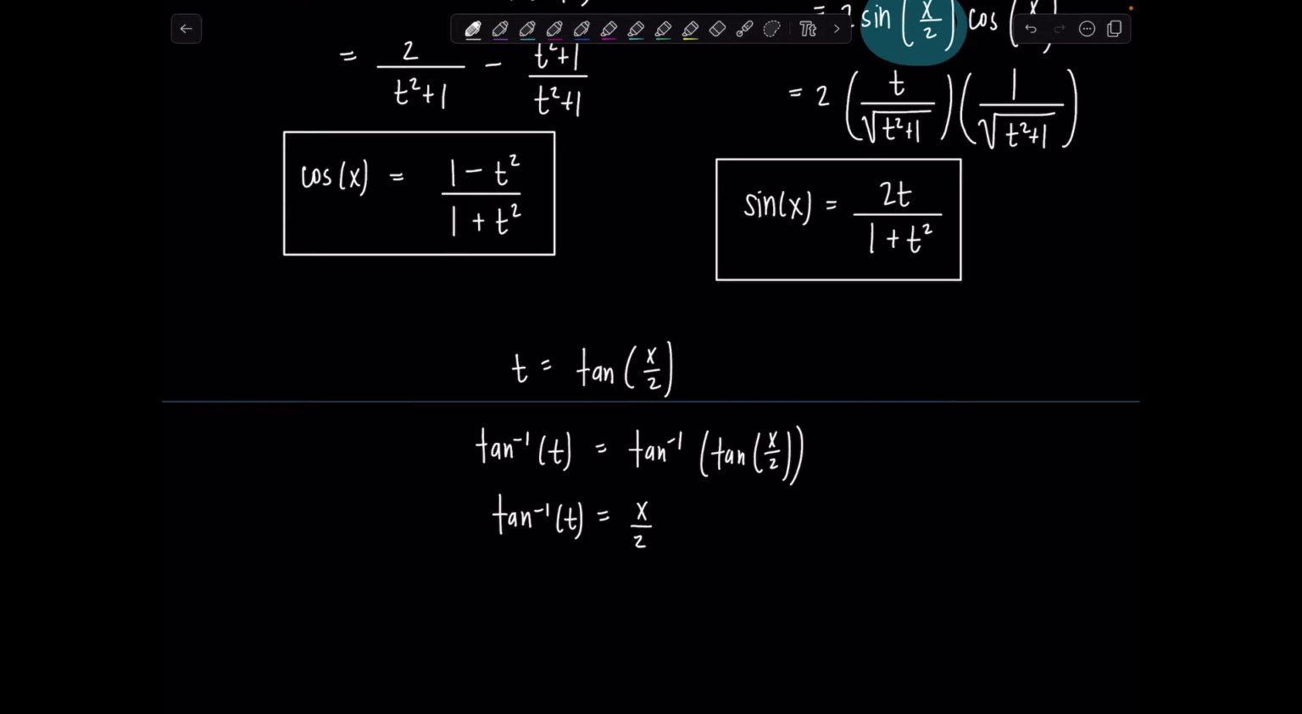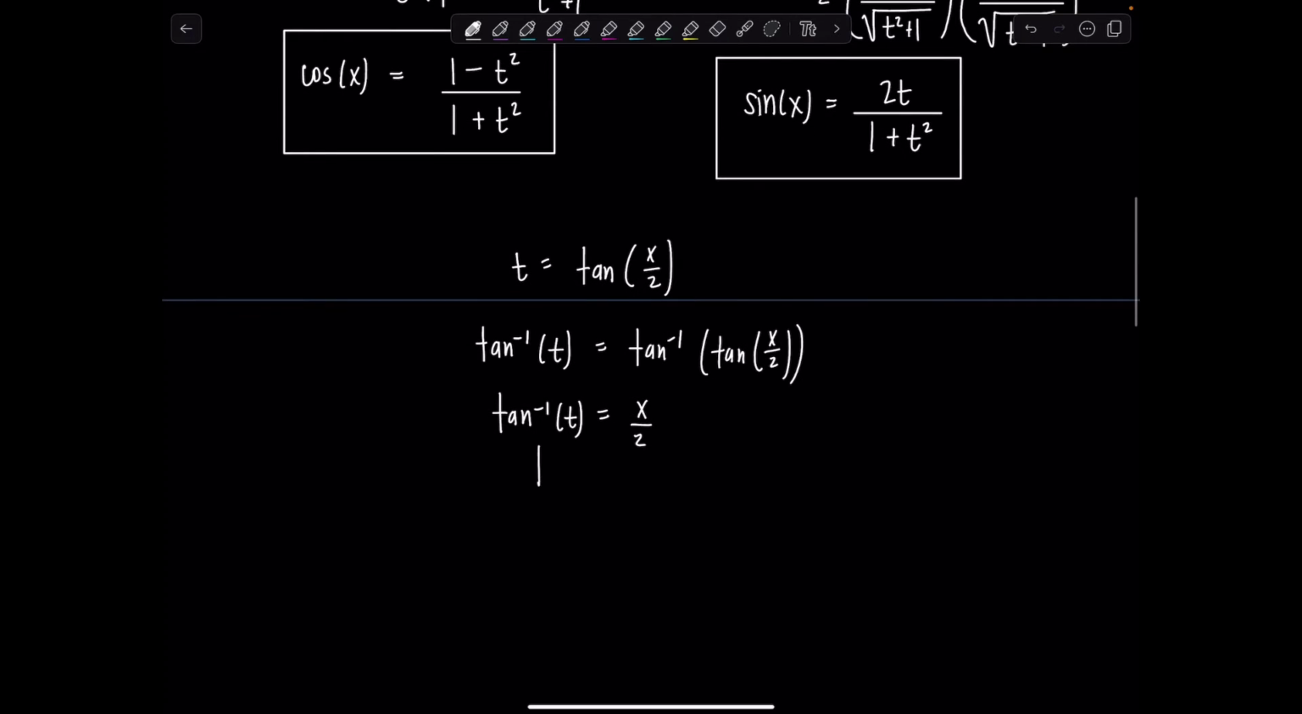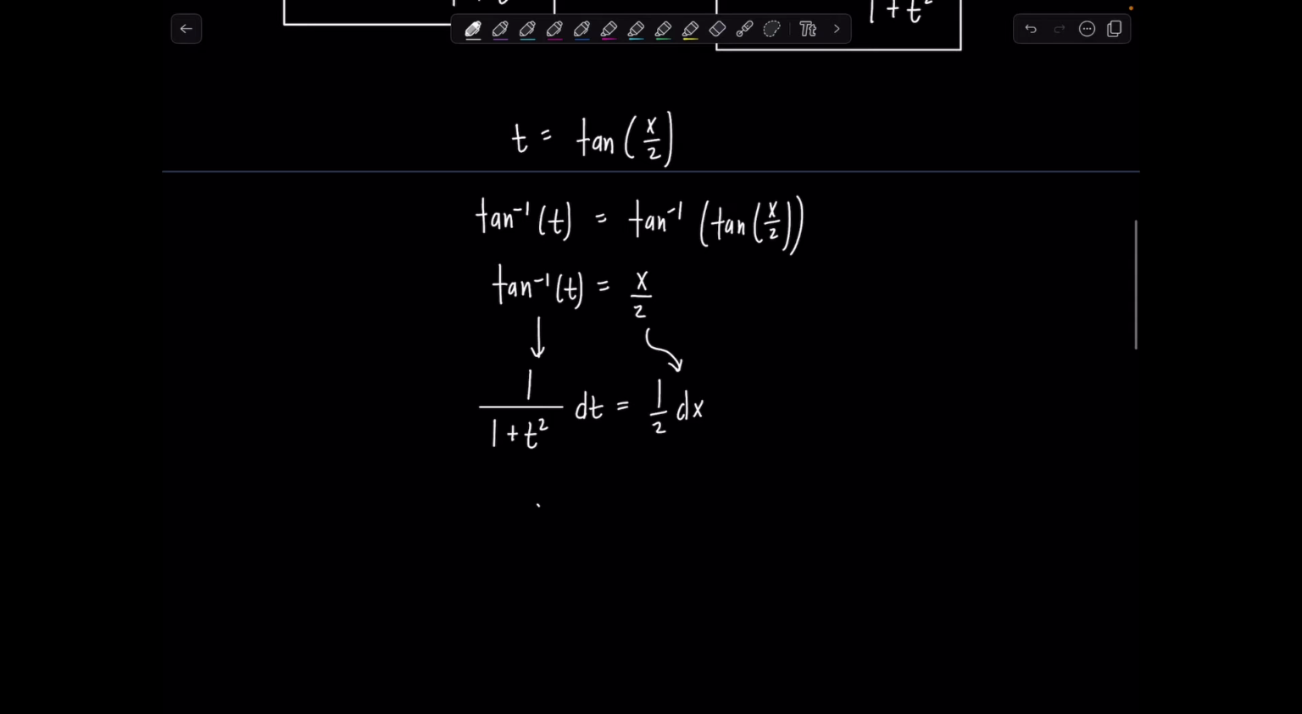Now let's go ahead and differentiate both sides, okay? So if I take the derivative of the left-hand side, that's going to be 1 over 1 plus t squared dt. And then derivative of x over 2, just think of it like 1/2 x. The derivative would be 1/2 dx. Good. And then now I can isolate dx, my differential. So dx equals 2 dt over 1 plus t squared.